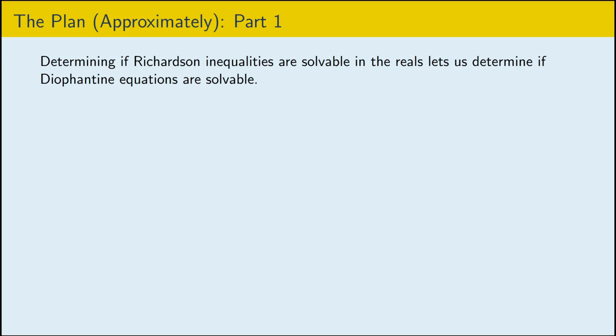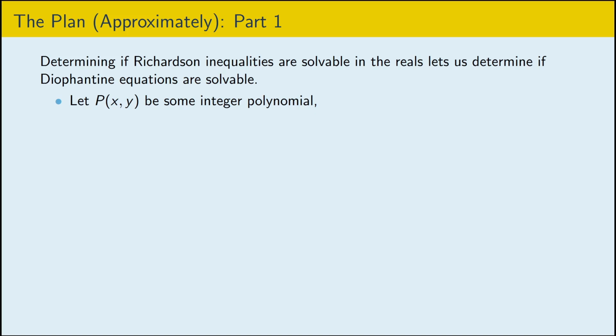which looks something like this. The first step is to focus not on determining if two Richardson expressions are equivalent, but on determining if an inequality involving Richardson expressions has real solutions. So the first step is going to be to show that being able to determine if inequalities of Richardson expressions have real solutions allows us to determine if Diophantine equations are solvable, which again, remember, is undecidable.